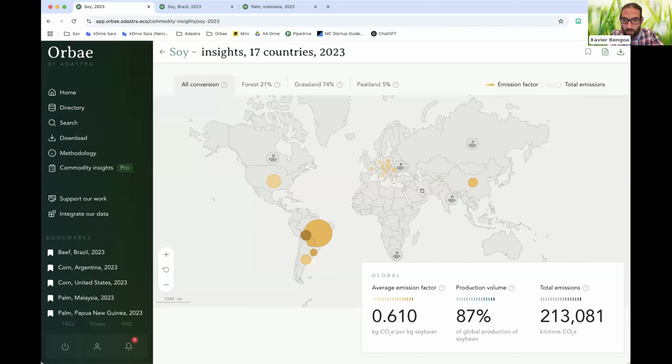Just to give you a sneak peek at Orbe, and I do invite you to go to orbe.eco and create an account. It's free, and you can navigate through the data by yourself. It's just to illustrate a bit the depth of the data that's behind and the learnings you can get from it. So this is an overview of the data we have for soy. That's 17 countries in the world, 87% of global production. And this map very quickly shows the emission factors per ton of soybean from different origins, aggregated at country level, and very quickly shows that the patterns or the causality behind the land use change emission factors are different depending on the geography.